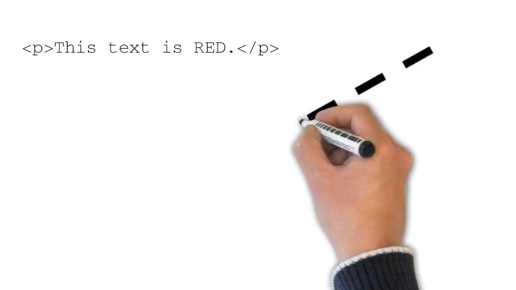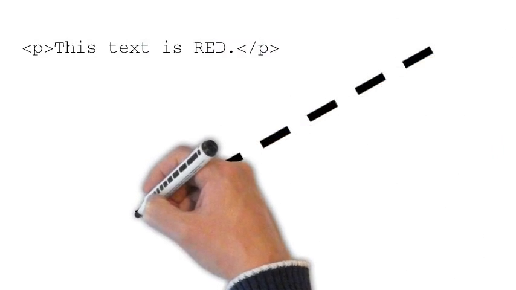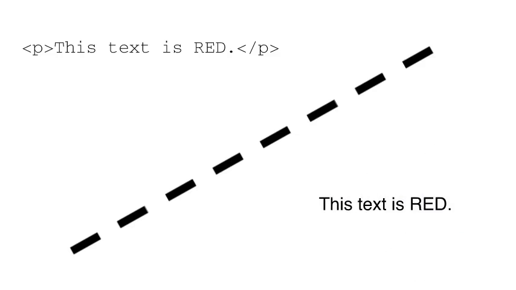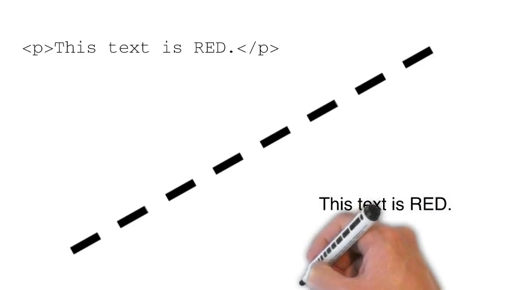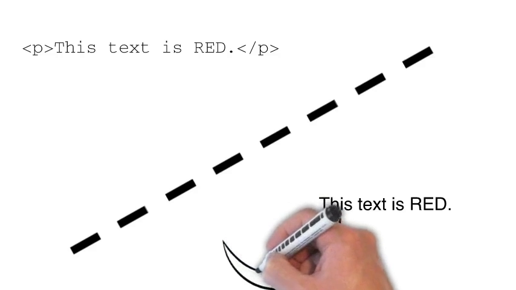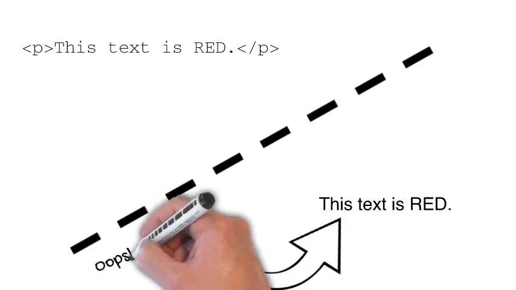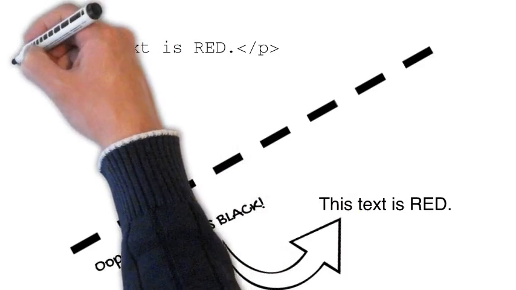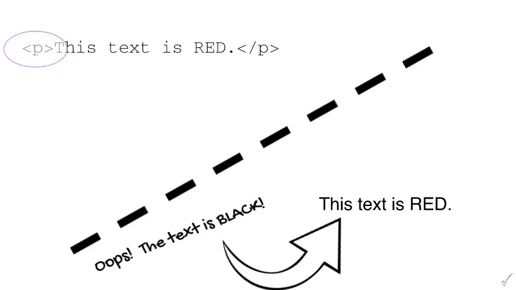So let's take a look at what I'm talking about. I've got some HTML code in here that says this text is red. And I intend it to be red, but when it renders in the browser, it shows up as black. So it's very clear. You can see that even though I say it's red, the text is actually black. Well, how do I fix that? I'm going to solve that problem by adding something to this p tag that says, hey, turn this text red for me.